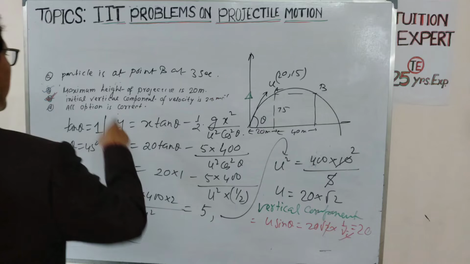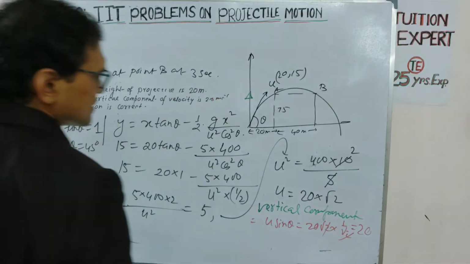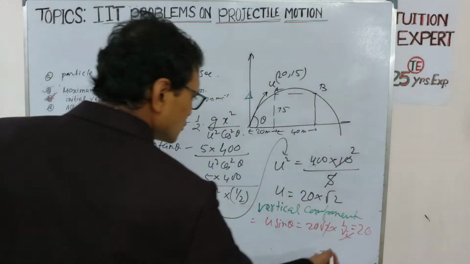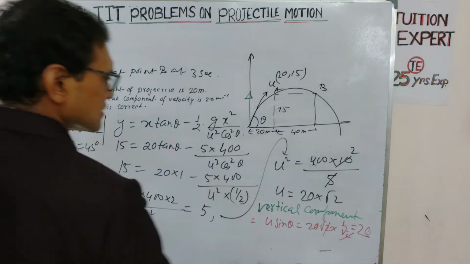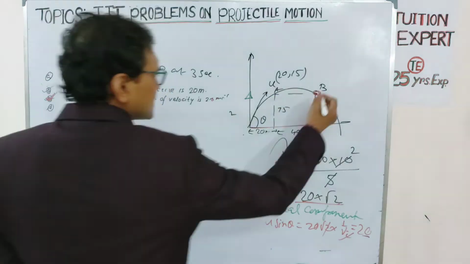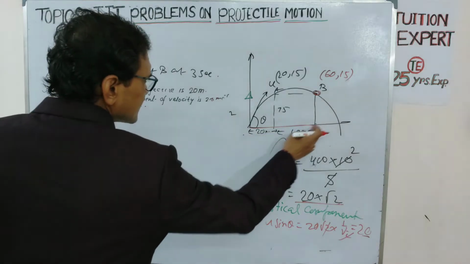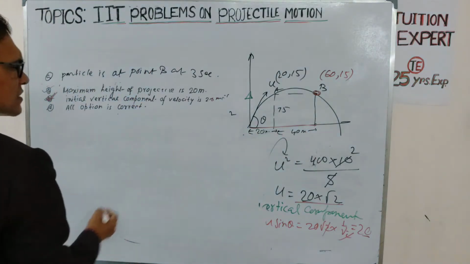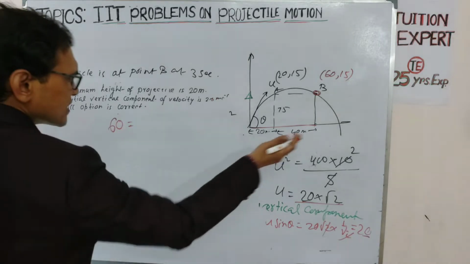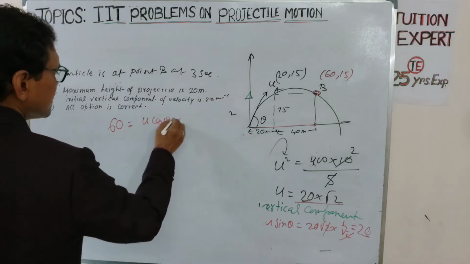Now what is the time taken to reach the point B? Now we have theta equal to 45 degree and u equal to this. So it is 60 minus 15, so along the horizontal direction the path is 60 meter. So we know distance equal to velocity into time. Along the horizontal direction no acceleration, so simply u cos theta into t.